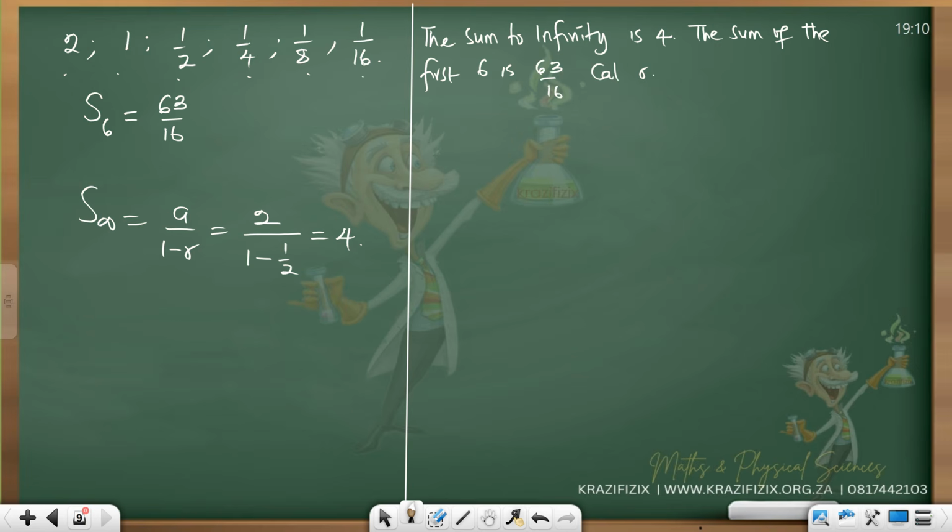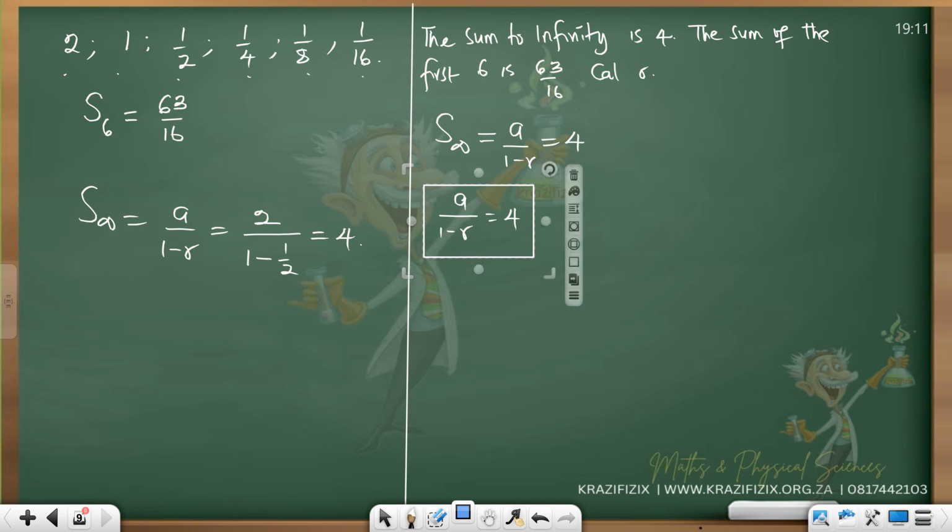Elena says, okay, they've given me sum to what? Infinity, which is S infinity, which is a over 1 minus r, equals 4. This Elena knows nothing else. So she only knows that a over 1 minus r is 4. Equation number 1. So if you don't know what to do, transcribe everything into maths.